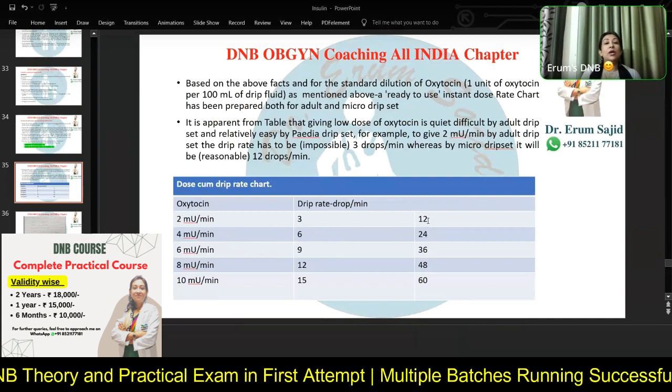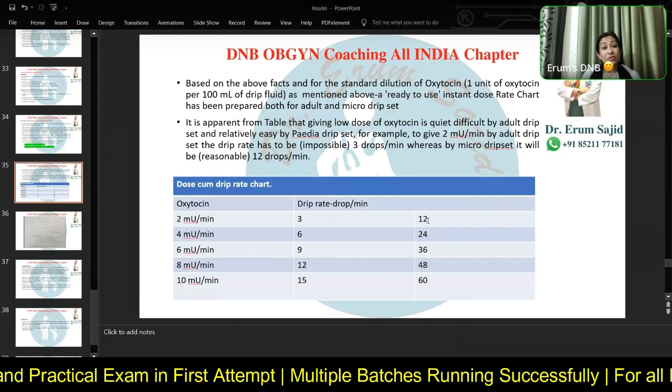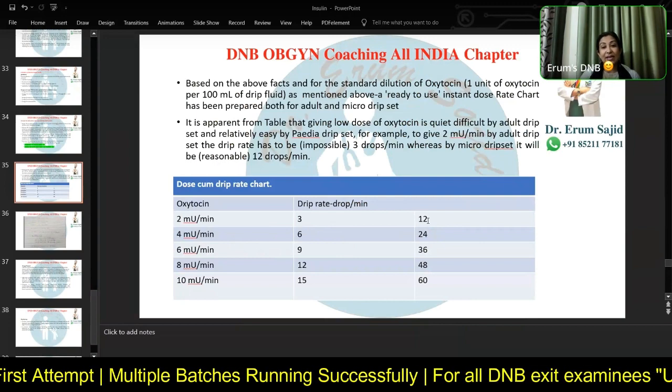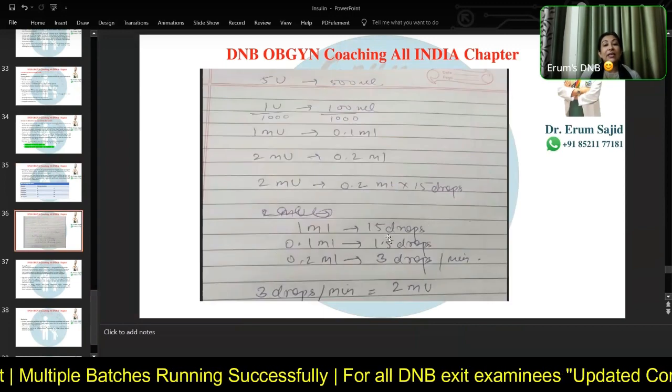So with this, I finish the class tonight. I hope the oxytocin regime is better with you. And now with this slide, at least, the calculations are also pretty easy.